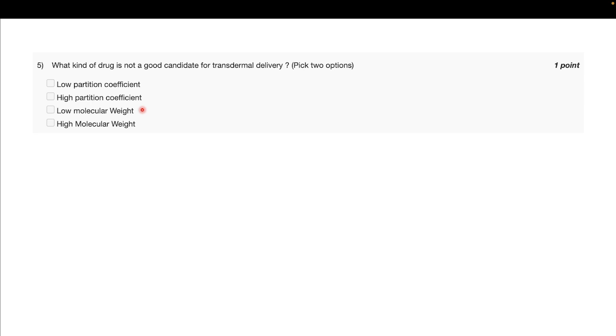Next is, what kind of drug is not a good candidate for transdermal delivery? We have to pick two correct options. Low partition coefficient and high molecular weight. Okay, thank you for answering, first and fourth option. Okay, anybody else?